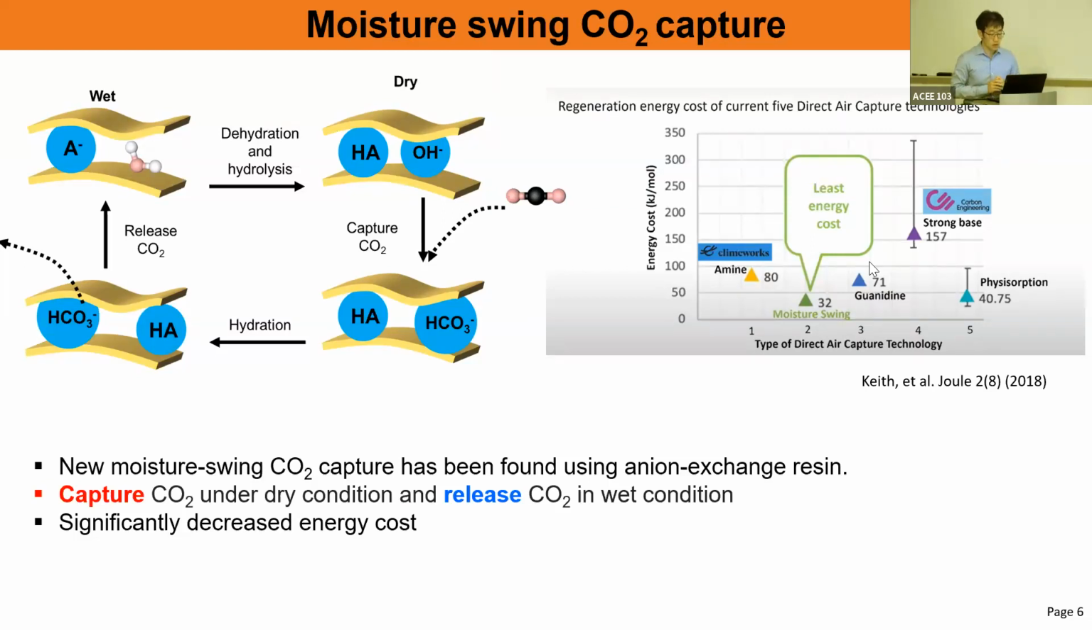As the plot shows here, if people use amine or guanidine or some strong base to capture carbon dioxide and release it, they have a large energy cost when doing regeneration. The only small one is physical absorption, but as I mentioned, physical absorption is not ideal for direct air capture because the CO2 amount there is so low. For moisture swing carbon capture, people noticed that they can use a material, I will show you later what the material is, that can capture carbon dioxide when it is dry. But if you increase the relative humidity to like 70 to 80%, those absorbed carbon dioxide will start to release.